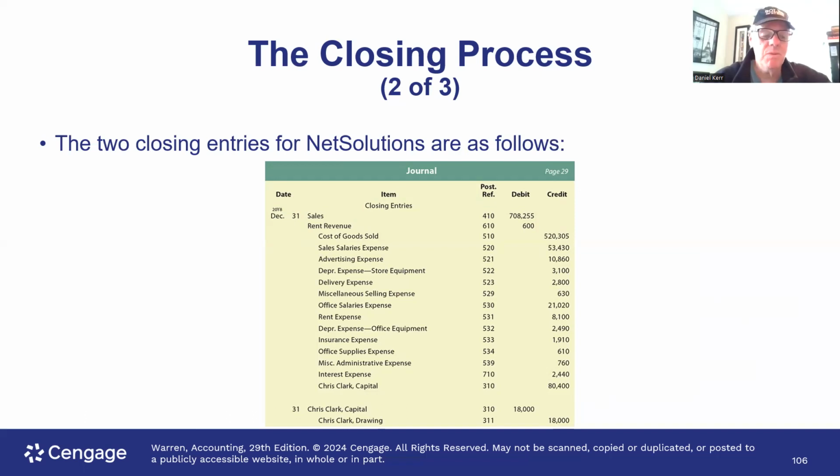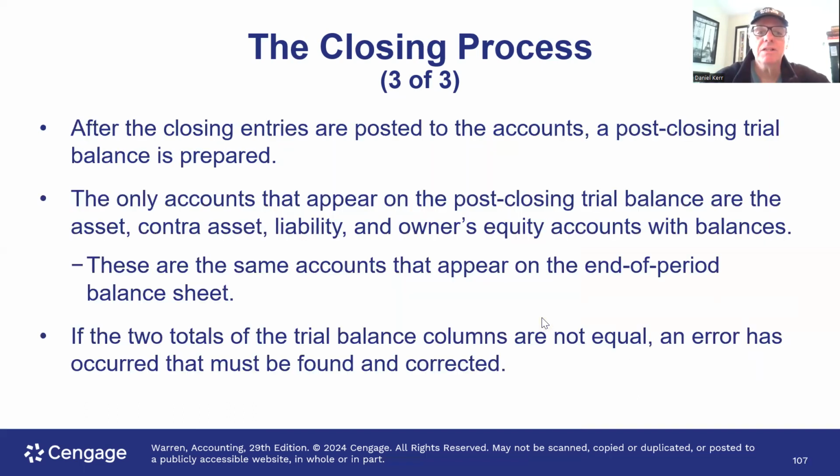So whether the story about the salmon helps you or not, I don't know. But remember, the closing entries close out all the temporary accounts, and the temporary accounts are the revenue accounts like sales and rent revenue, and all the expense accounts like cost of goods sold and insurance expense. That's the first entry. And then the second is you close out the one temporary stockholders' owner's equity account, which is the drawing account.